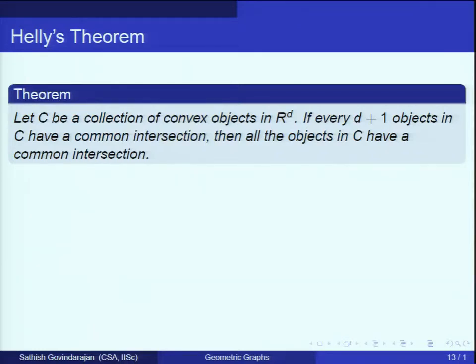And the statement of this theorem is that if in this collection, you take any d plus 1 objects, these are objects lying in d dimensions. If you take any d plus 1 objects and if they have a common intersection, then all the objects have a common intersection.